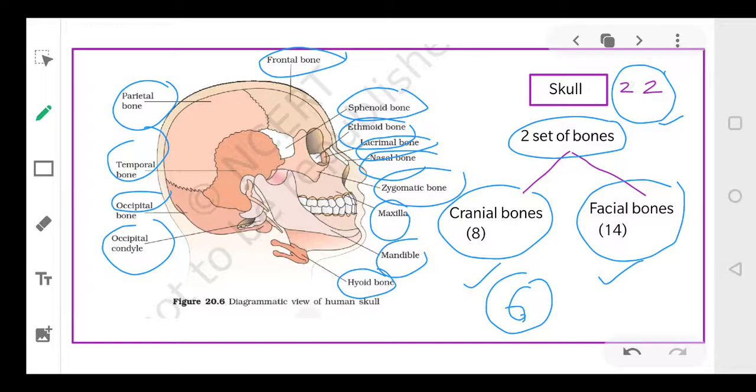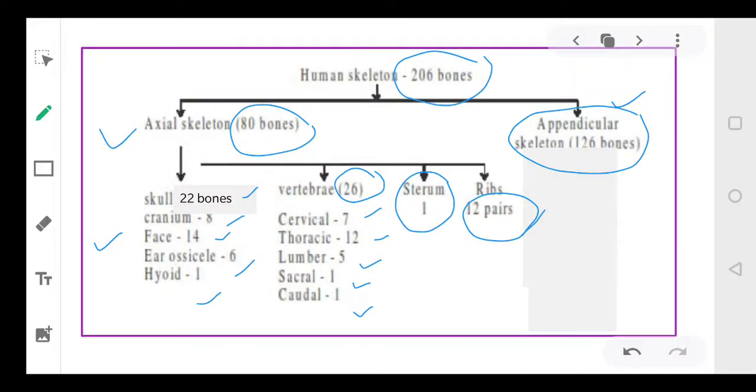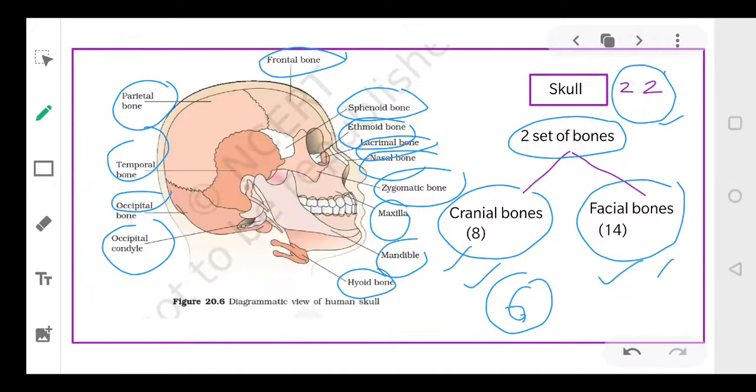कितनी bones in total? 22 bones. 8 cranial bones and 14 facial bones. So you can look at here. So skull is made up of 22 bones. 8 cranium में हैं, 14 face पर हैं, that is your facial bones, 6 ear ossicles हैं और एक hyoid bone है. ठीक है, clear? Okay.